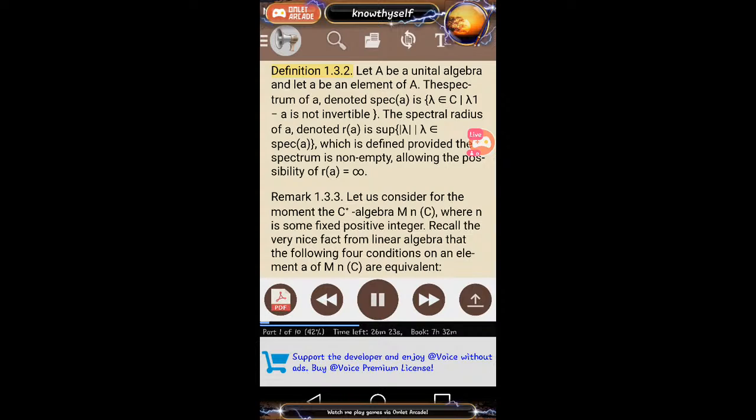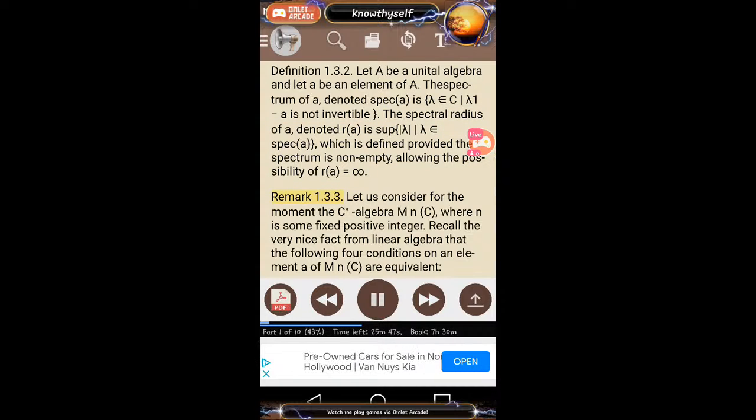Definition 1.3.2. Let A be a unital algebra and let a be an element of A. The spectrum of a, denoted spec(a), is {lambda an element of C : lambda 1 - a is not invertible}. The spectral radius of a, denoted r(a), is the sup of |lambda| for lambda in spec(a), which is defined provided the spectrum is non-empty, allowing the possibility of r(a) = infinity.